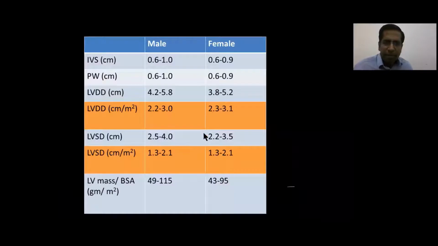Now, this is just a chart. This is not to memorize, this is just to give an idea. And this is something that we should keep at the back of our minds when we are doing echo. This is from the 2015 American Society of Echocardiography Chamber Quantification Guidelines. I've just taken a few important things and put it up for your reference. So when we are measuring wall thickness, just to highlight again, many times we don't pay attention.